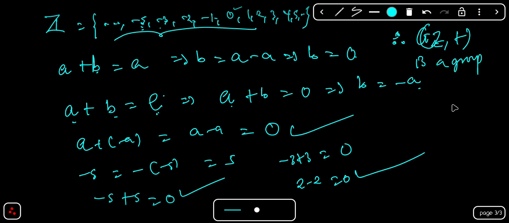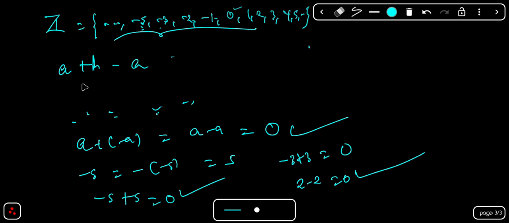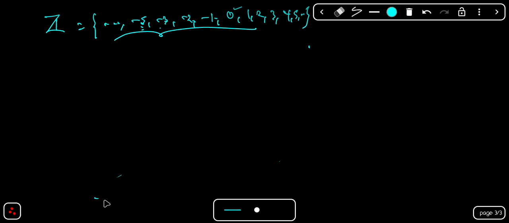Now, before we move on, let's check if it is an abelian group. We already concluded that it's a group, but we want to check if it is an abelian group. How do we check for an abelian group? Here is the commutative property. We said A plus B must be equal to B plus A. That is, if you take two elements in Z and add them, then if you change the position, the result must be the same.